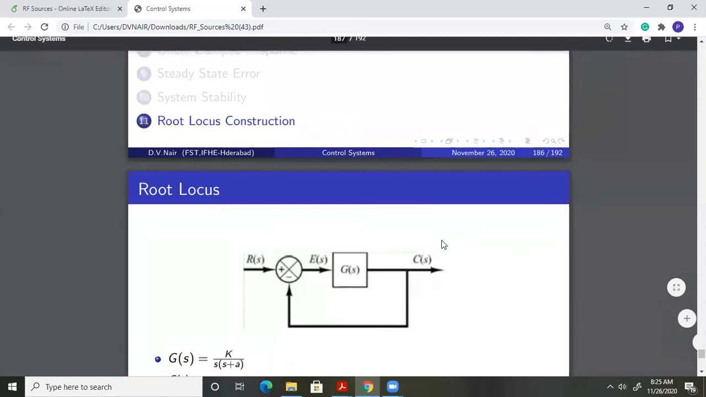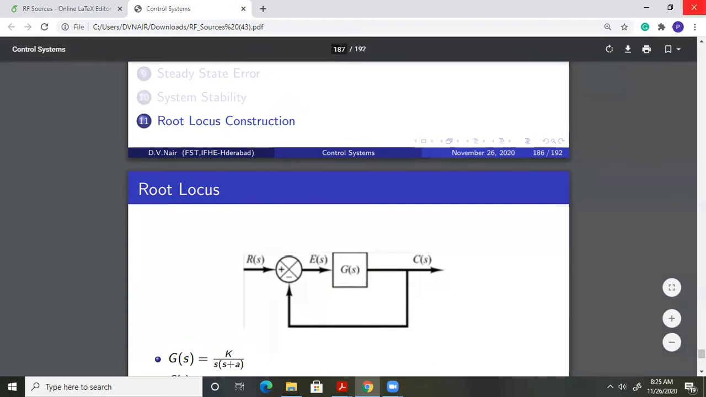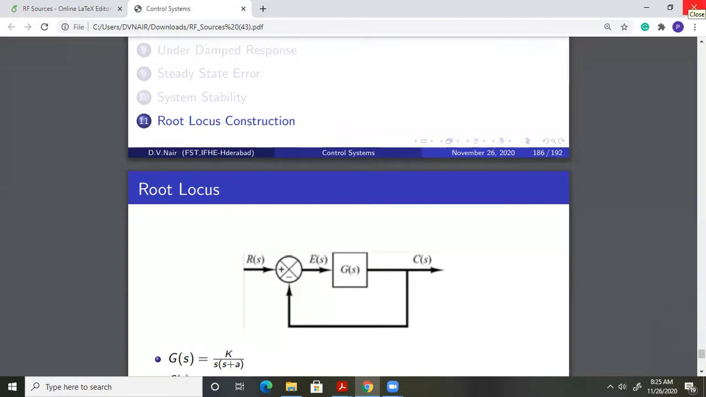Hello, friends. Today we will have a new topic introduced, which is called root locus design or root locus construction. The previous topic, of which a small portion is left to be discussed, we will come back to again. I will see that we take it up again shortly.